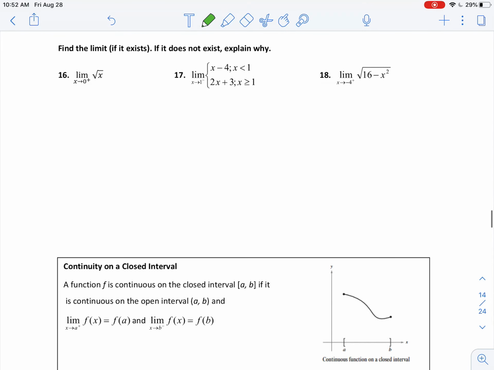All right. Find the limit if it exists. If it does not exist, explain why. This is where your knowledge of graphs of functions comes in very, very handy.